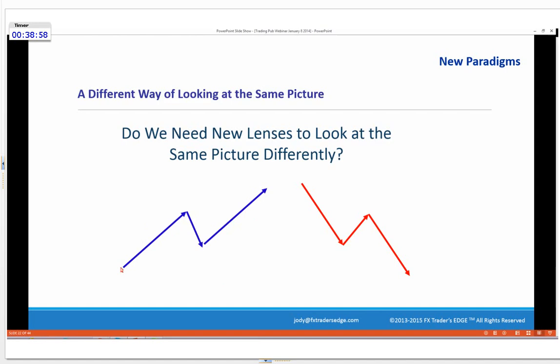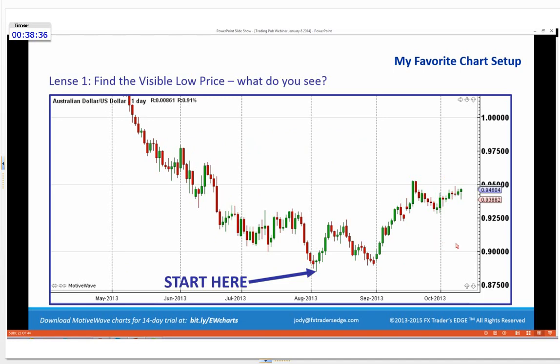Still others will see an ABCD harmonic pattern. Still others will see this as a zigzag, as a flag pattern, or as a market fractal. No matter how long you've been trading for, you see these patterns over and over again in every single time frame. So let's start with a blank slate, a blank chart, a blank screen. We're going to find the visible low price on the screen, and each one of you is going to look at this and see different things, just as we've described.